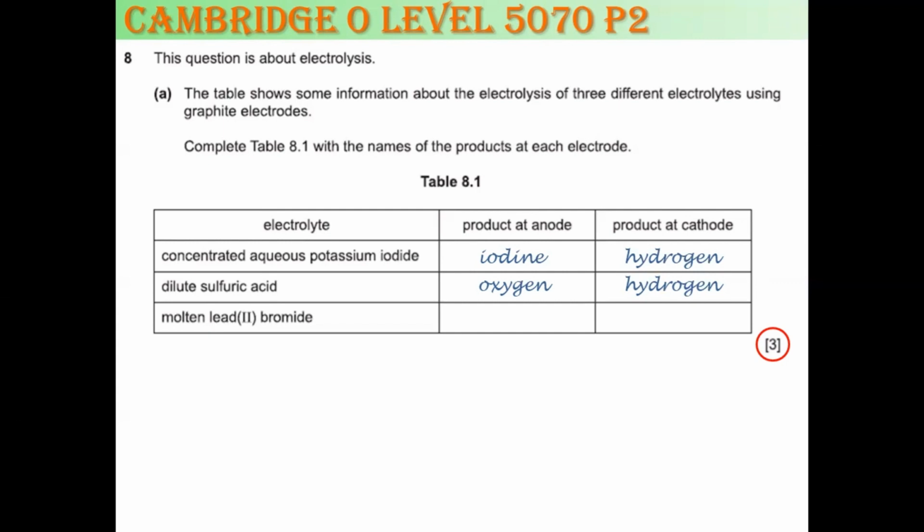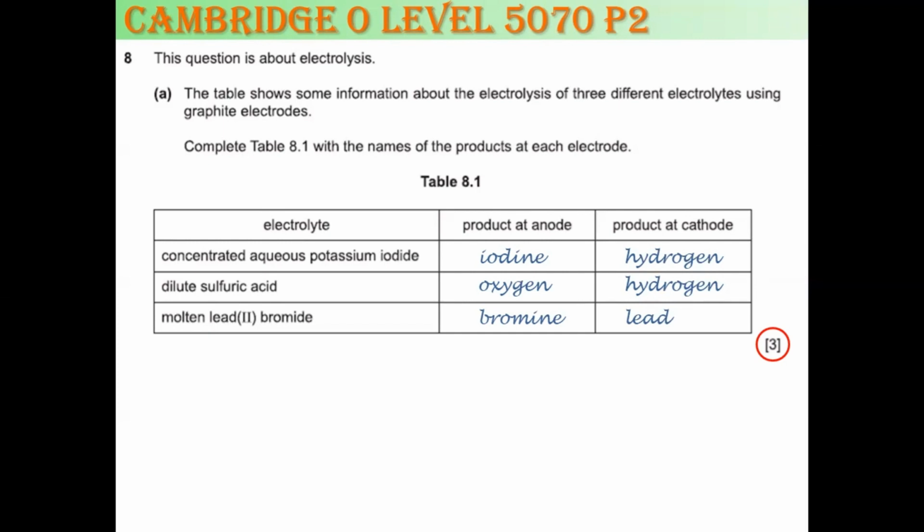Molten lead(II) bromide. What do we produce at the anode? We produce bromine. Okay, there is only one ion there because it's molten. And then at the cathode, we're going to produce lead.